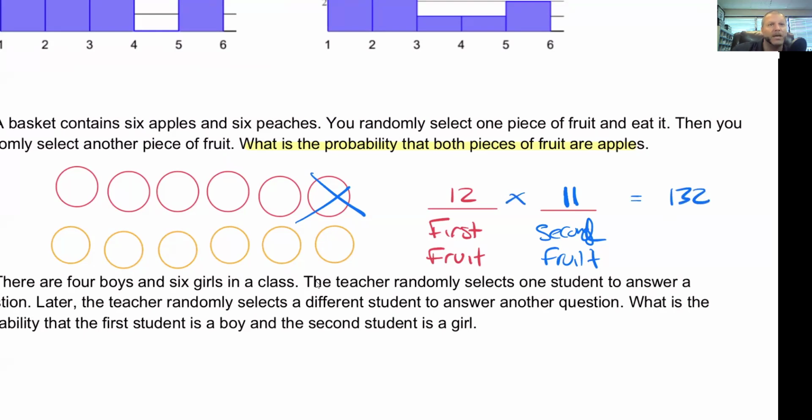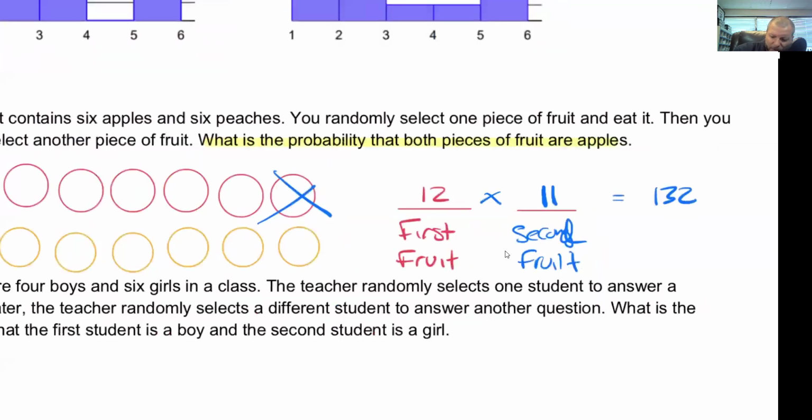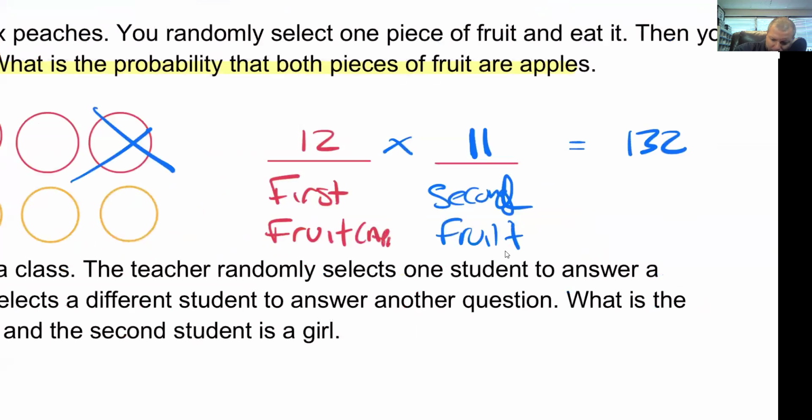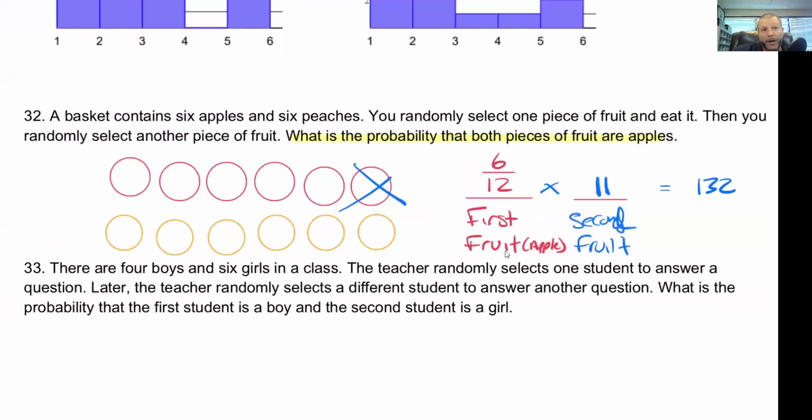that could happen. Now, in this question, we don't want to kind of list out all of the things that could happen. We want to think about it in terms of probabilities. So this first fruit, let's think about now what this first fruit would be as an apple. Of the choices, how many of them are apples? 6. Now our second choice, right?